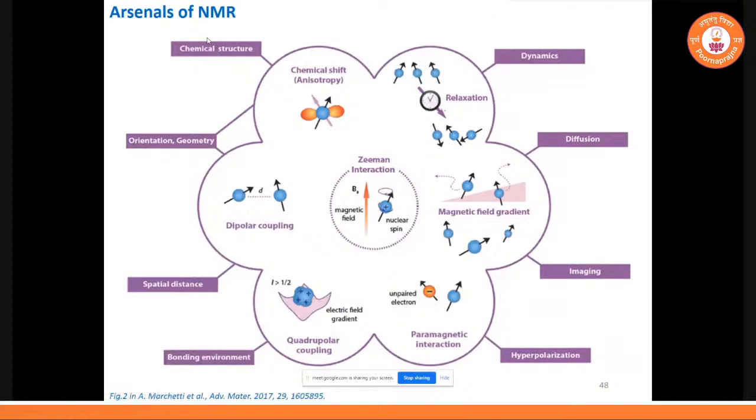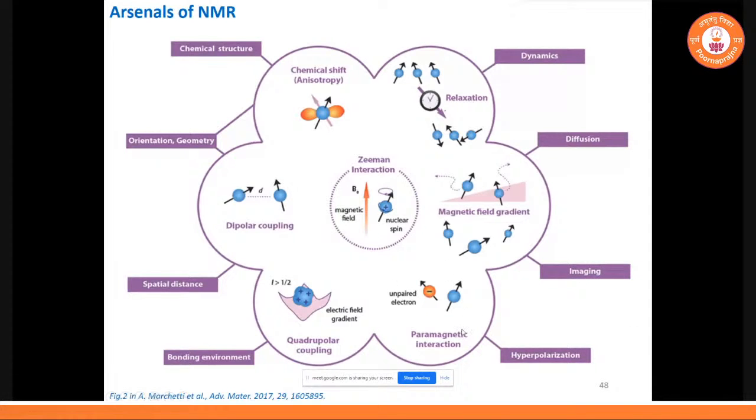Now we have an arsenal of NMR tools, because the strength of NMR lies in its spin interactions. As I already told, we have relaxation. From relaxation, we can get dynamic information. I'll come to this a little later. Here in NMR, we also vary the magnetic field linearly over certain intervals, which is known as a gradient. With that, we can get molecular diffusion information as well as imaging information. I will explain it in later slides.